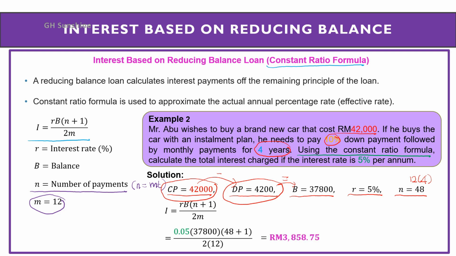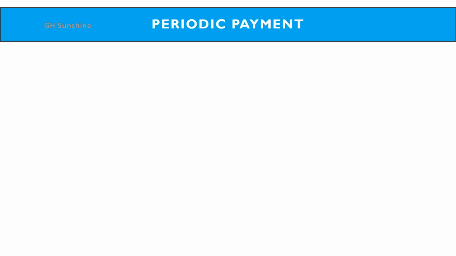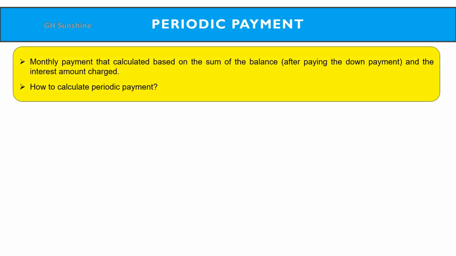Then, the interest amount for this example, using the constant ratio formula or using reducing balance, equals RM3858.75. Okay, now, how do we calculate the monthly payment? The monthly payment is calculated based on the sum of the balance and the interest amount charged, which means balance plus the interest amount. So here is the formula to calculate the monthly payment or the periodic payment.